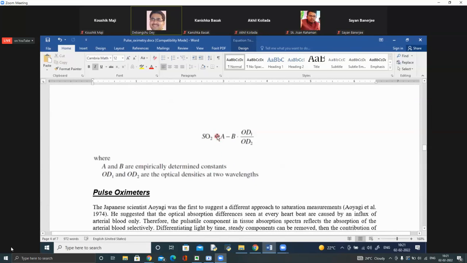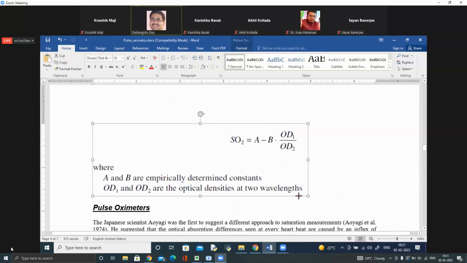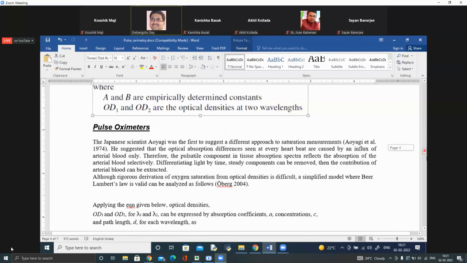So if we have this optical density, there is an empirical formula, that is something like A minus B times OD1 by OD2. What is OD1? It is the optical density at wavelength 1, say 940 nanometer, and OD2 is at, say, 660 nanometer. Okay, at two different wavelengths, if we perform this, we can find out this SpO2. Why? Let us discuss it in more detail.